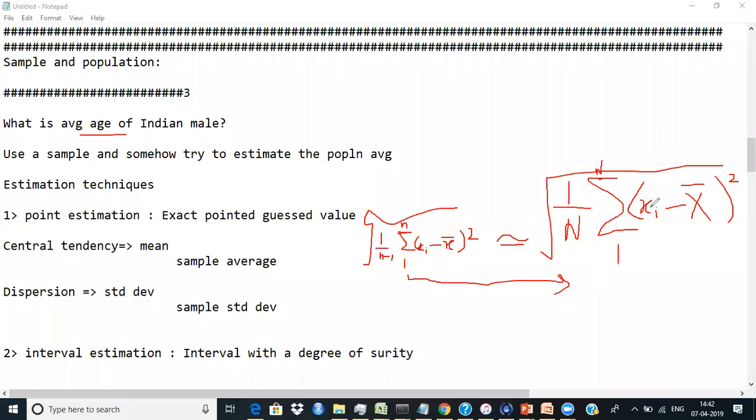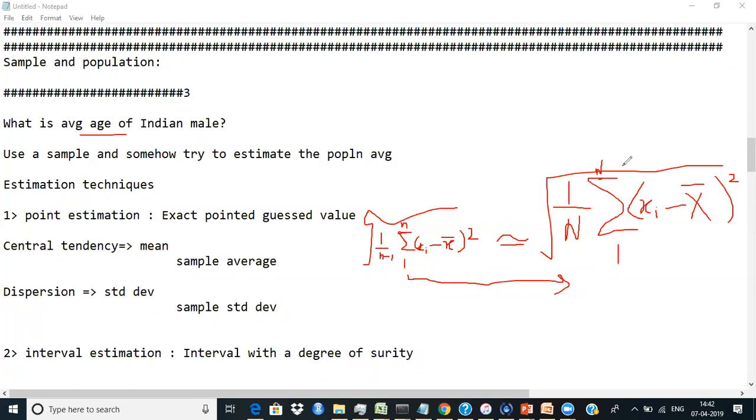What's this? 1 by n. We took the average, na? Average means multiplying by 1 by n. And then you are also replacing small n with capital N, above the summation. Capital N means the whole population. So here I am summing up for the whole population. Small n means your sample size, capital N means population size.